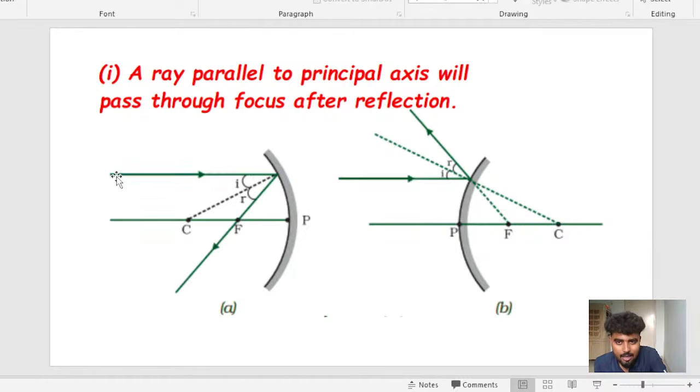When a ray of light parallel to the principal axis strikes the reflecting surface of a concave mirror, what will happen?